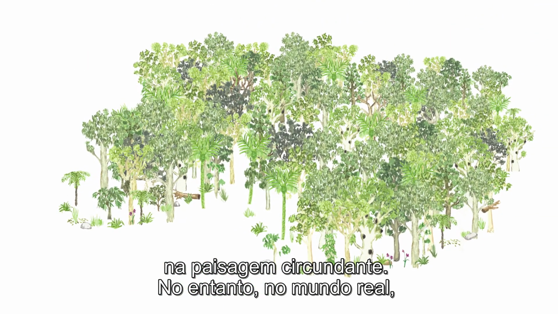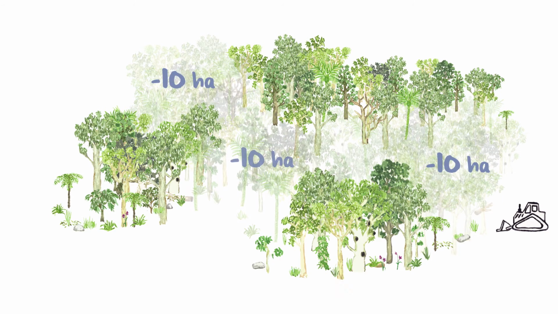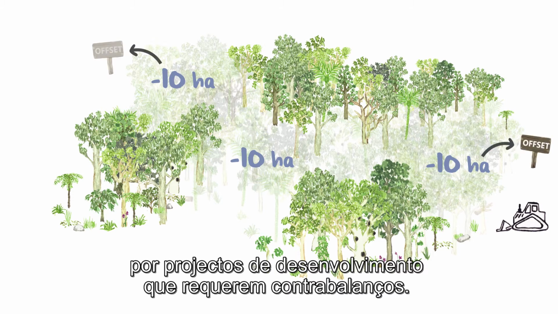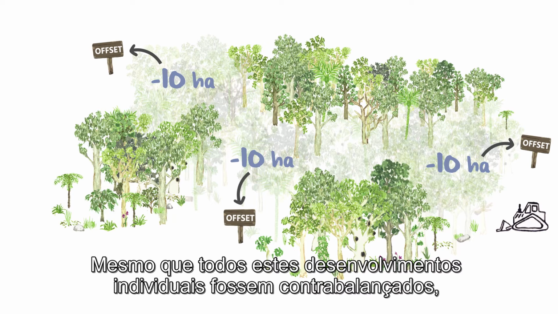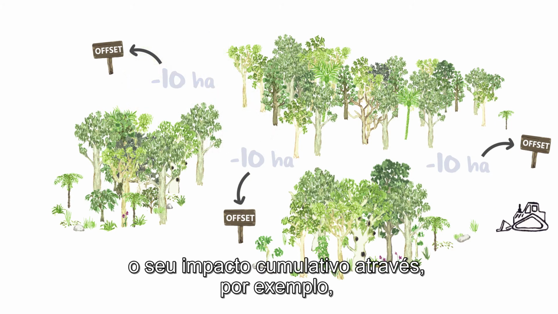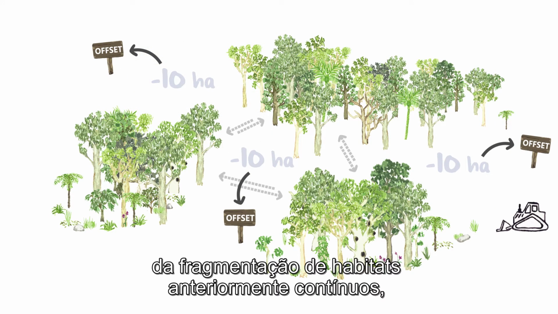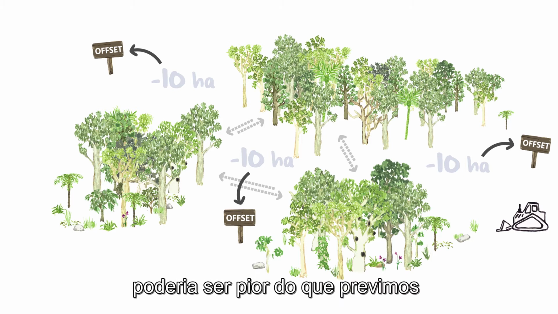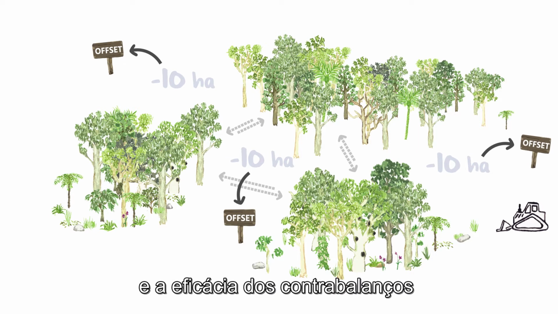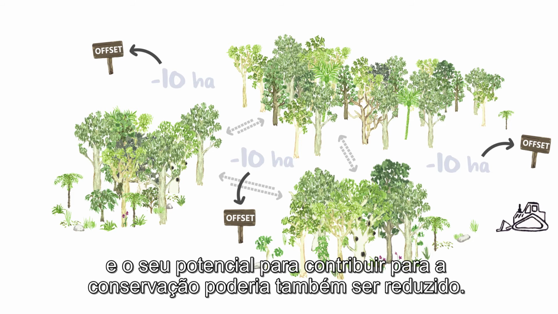However, in the real world, there are often many impacts on biodiversity happening in the same region. Sometimes these impacts are also being caused by developments that require offsets. Even if all these individual developments were offset, their cumulative impact through, for example, fragmentation of previously continuous habitat might be worse than we anticipated when assessing each development and offset in isolation. And so the effectiveness of the offsets and their potential to make a contribution to conservation might also be reduced.